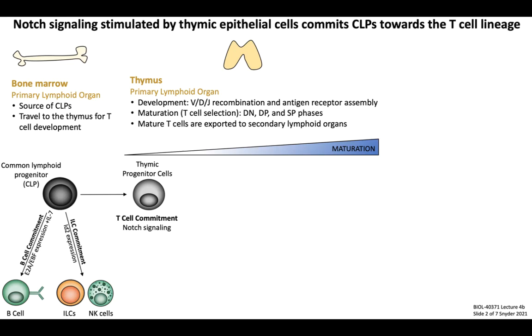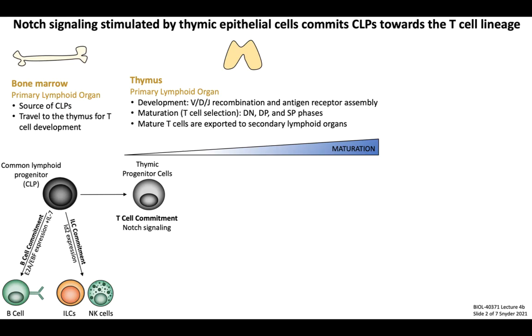We'll learn more about the subanatomical structures of the thymus and how they can facilitate T cell maturation in a few slides. Now, once a CLP travels from the bone marrow to the thymus, commitment towards the T cell lineage is made once the CLP senses cues in the thymic microenvironment, which are capable of activating a receptor called Notch1. So Notch signaling induces a gene expression program that differentiates the CLP into something called a thymic progenitor cell, and this is the first step towards development of a T cell.